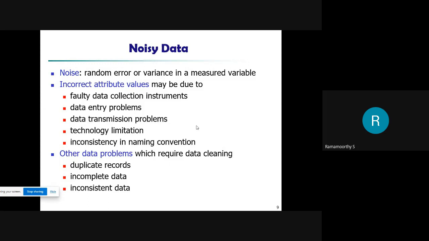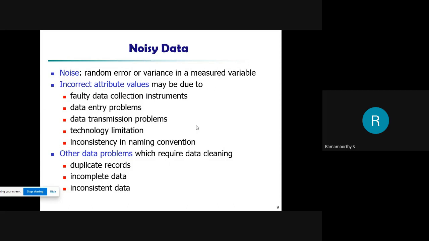The other problems listed here, which are actually required for data cleaning, involve duplicate records, incomplete data, and inconsistent data.